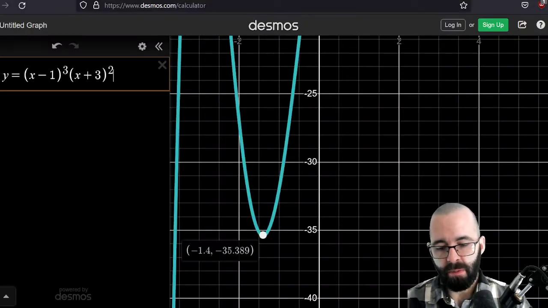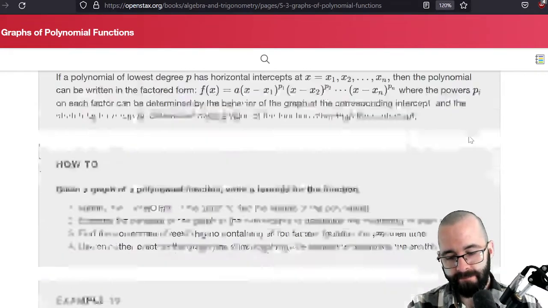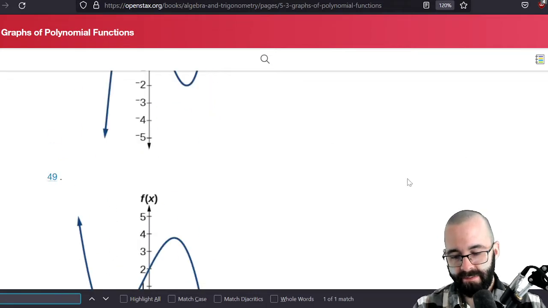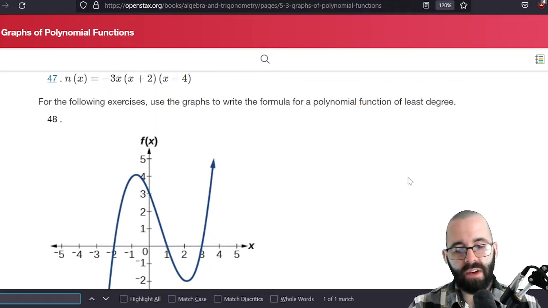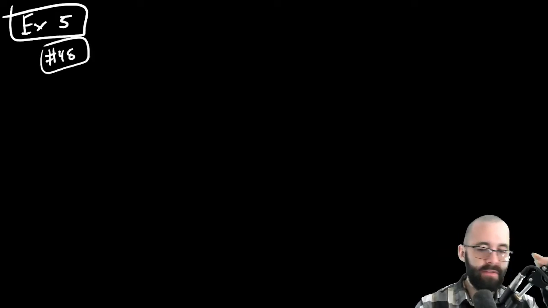We're actually going to do some problems from the book. Number 48 and number 50. Here they are. Use the graphs to write a polynomial function of least degree. This is going to be number 48 first, and then number 50. We want a polynomial function of least degree.